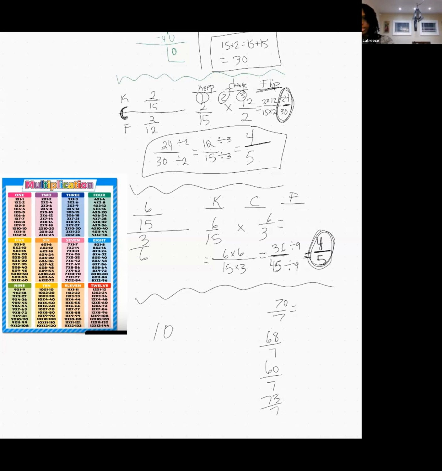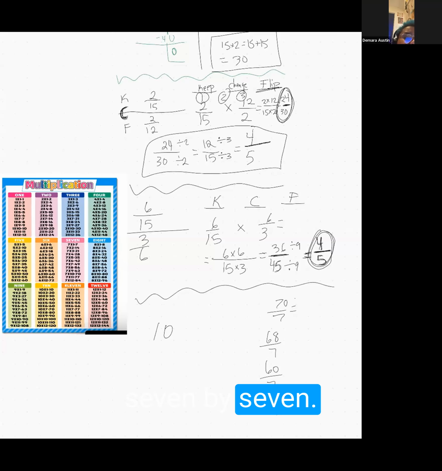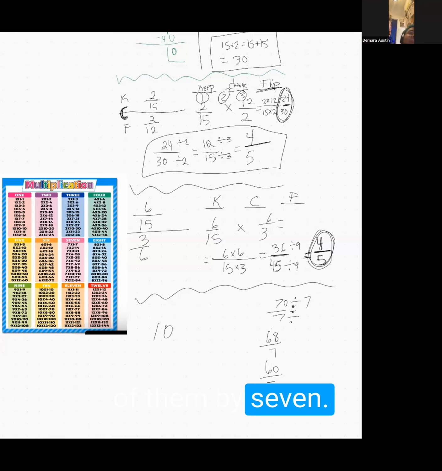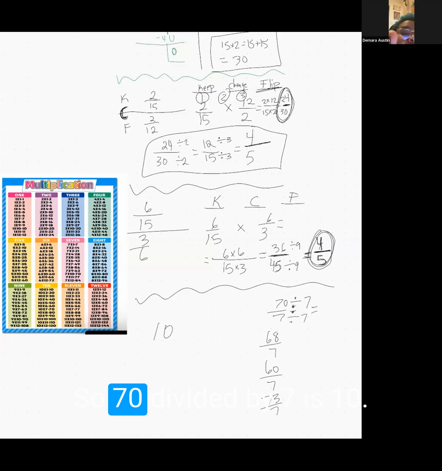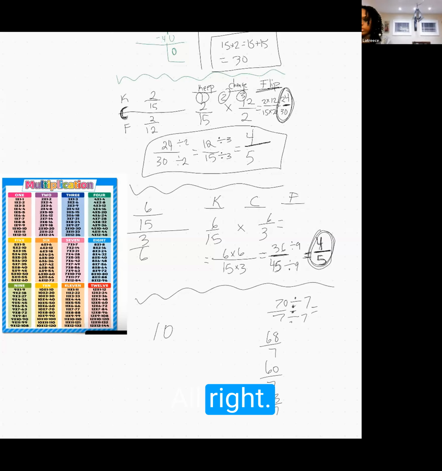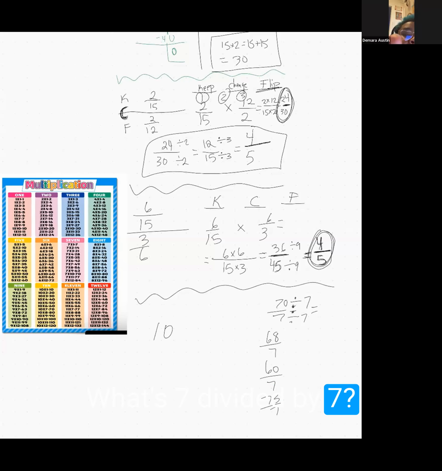I can divide 70 by 10, but I can't divide 7 by 10. I can only divide 7 by 7. So let's divide both of them by 7. What's 70 divided by 7? 7 times 10 makes 70. So 70 divided by 7 is 10.